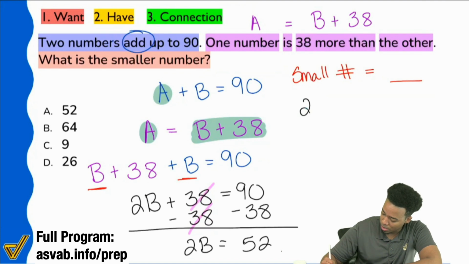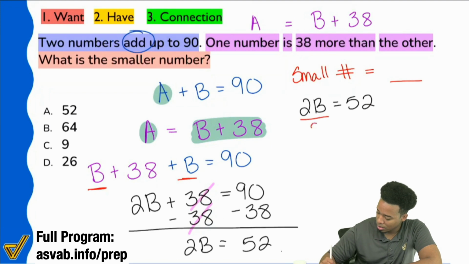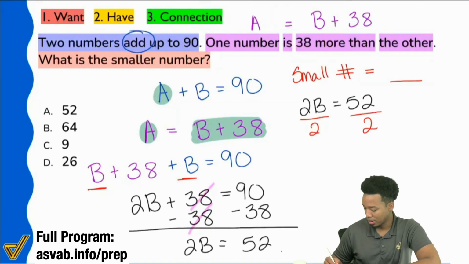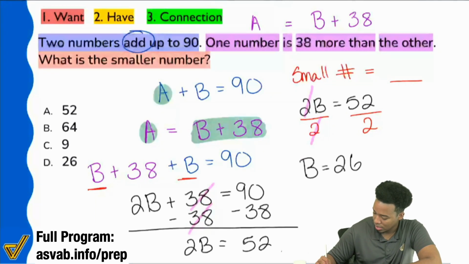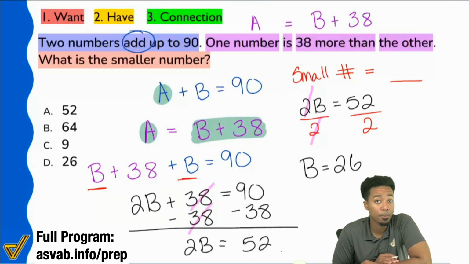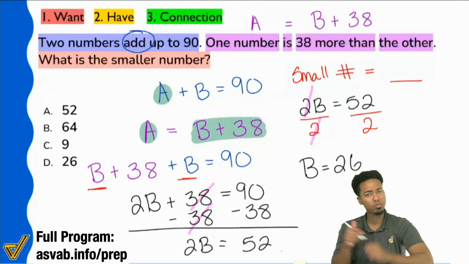So now that we have 2b equals 52, what do we do to both sides to finish this up? Right, we'll divide by 2 on both sides and we are set. Booyah. Done there. And that's going to be b equals 26. Now, just to be careful here, are we done? Is b equal to 26? Is that going to be the final answer? Are we sure that 26 is the smaller number? Are we sure?